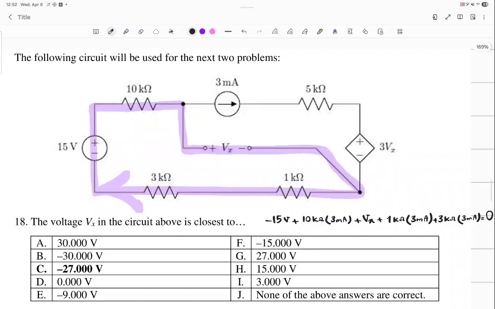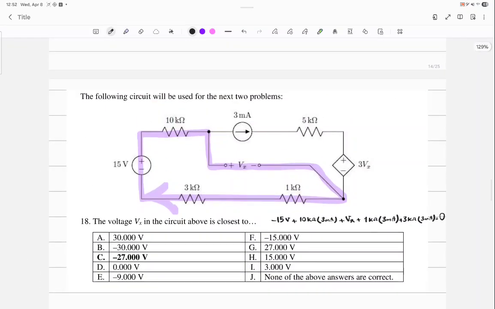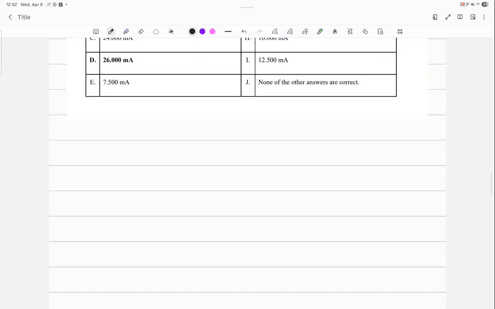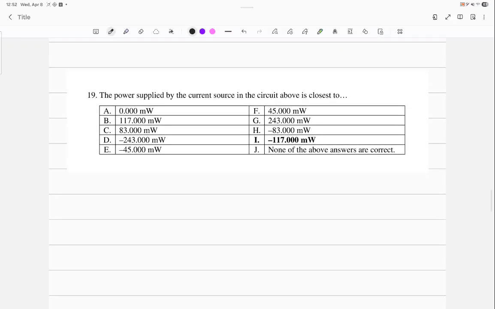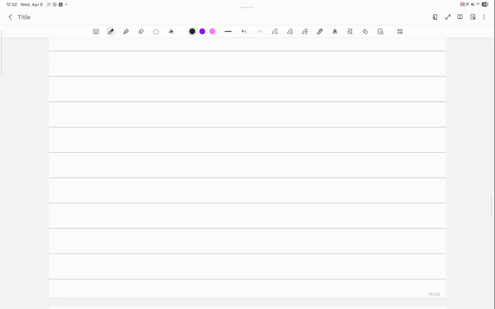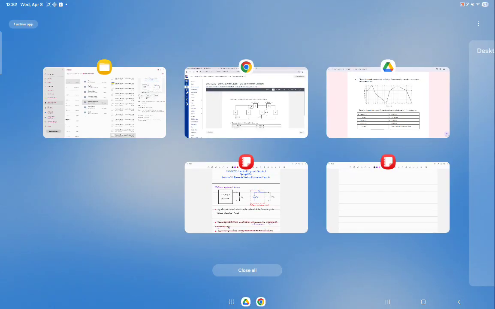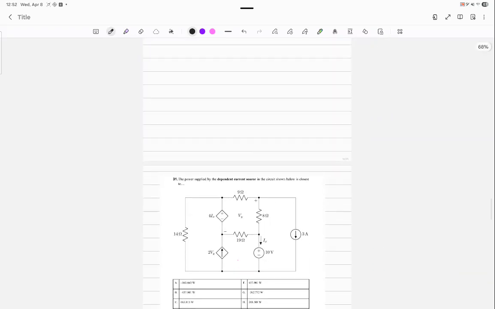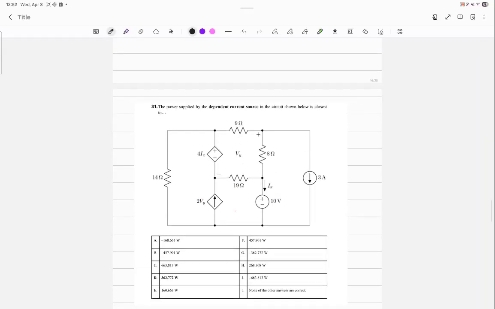Yes? Can you do the one that's right under that, 31? It has a different circuit. Under it, the next circuit under it. Oh, in the exam file? Yes. Oh okay, I thought in the review file. No, in the review file. Yes, sir, sorry. This one? No. Okay, let me remember what that is. The power supplied by the dependent current source in the circuit shown below is closest to.